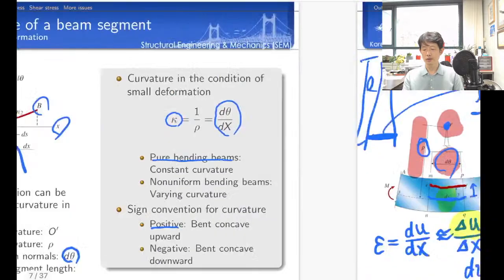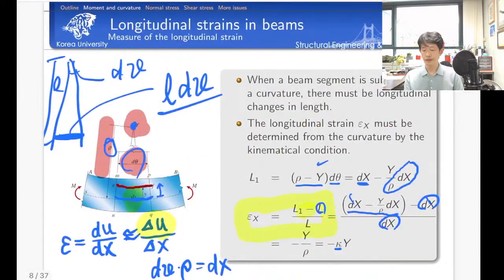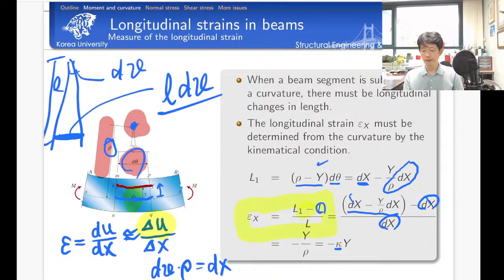We discussed the nature of curvature already: my curvature is equal to 1 over the radius. So finally we were able to calculate the strain for a given measure of deformation and for the position where we want to calculate the strain.